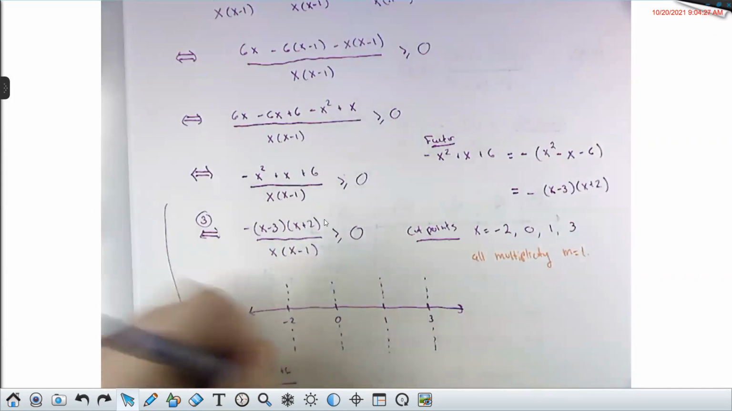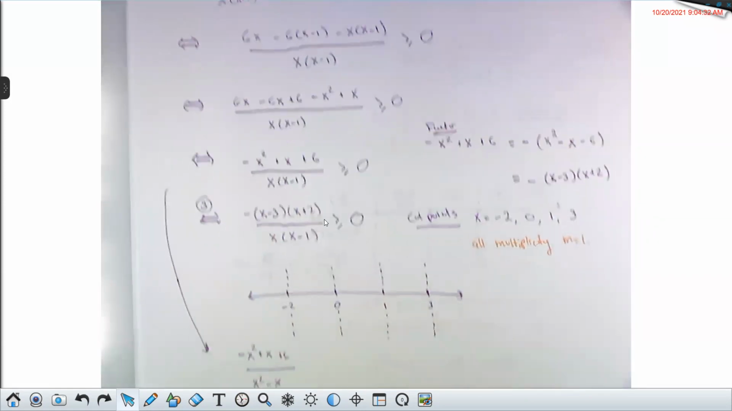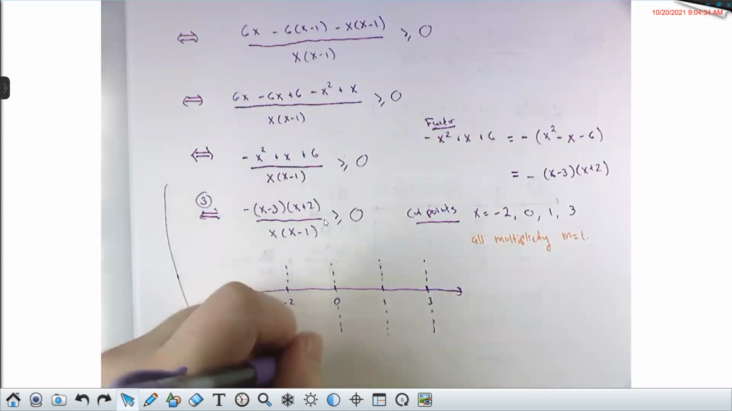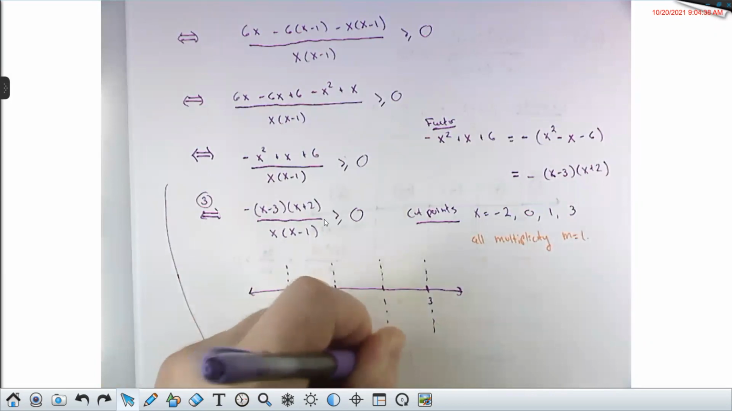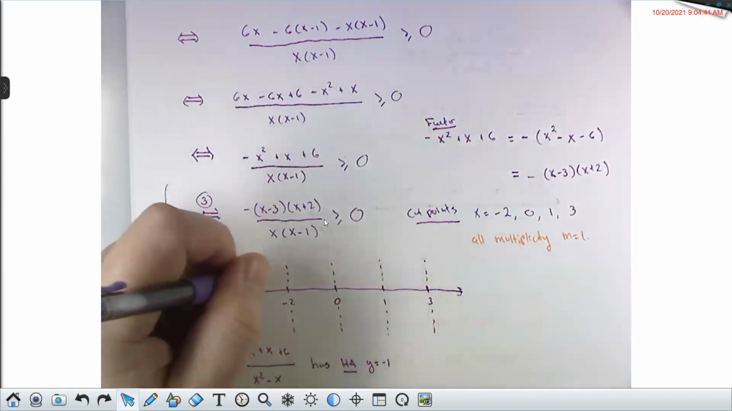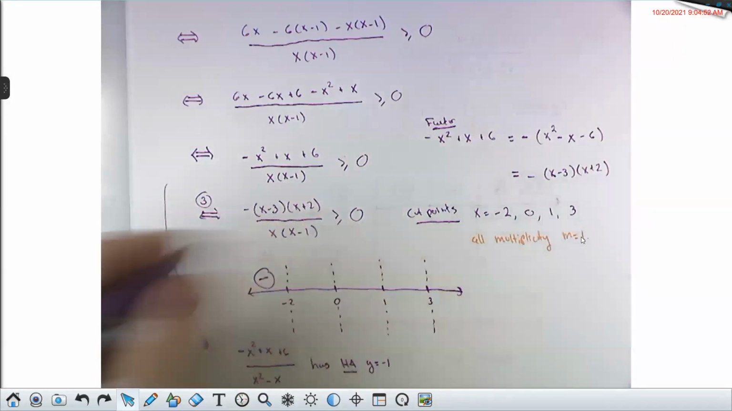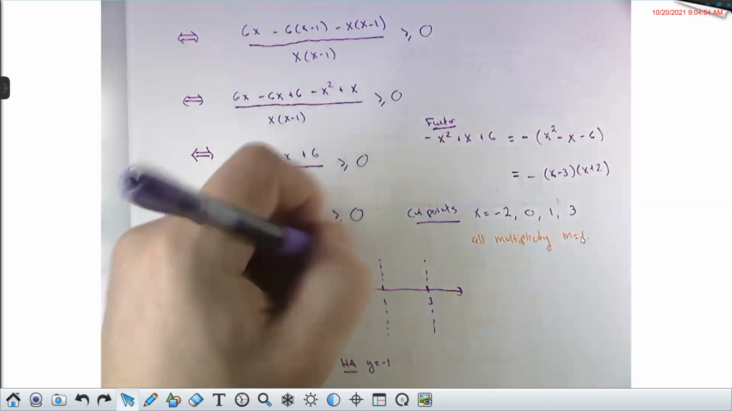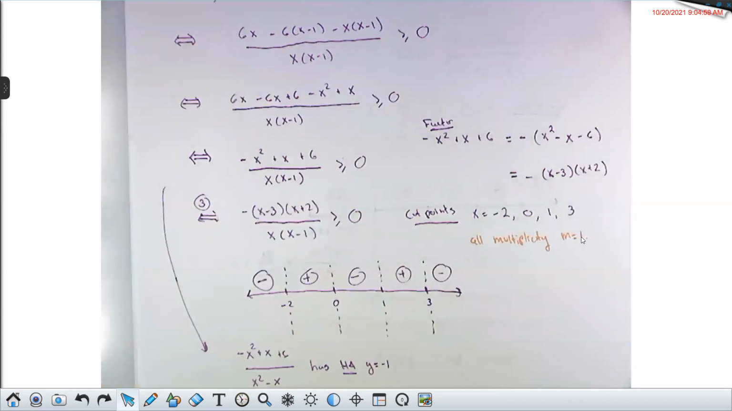Is it -1? It is, yeah, because that bottom, if you multiply it out, is x squared minus x. So this has HA y equals -1. So in particular, we got to be negative over here. And now because all of these are multiplicity 1, which is odd, we will change sign as we jump over each. So we'll go minus, plus, minus, plus, minus.